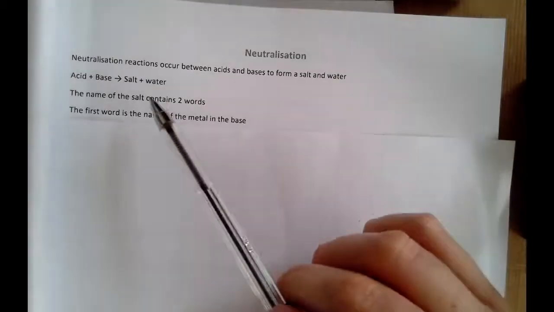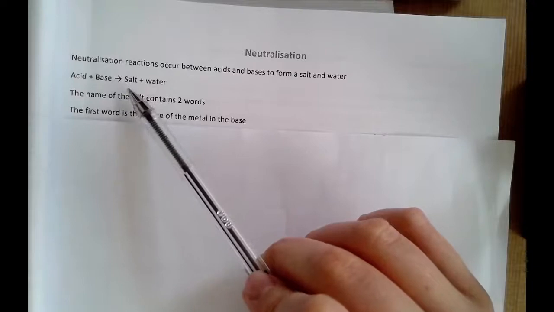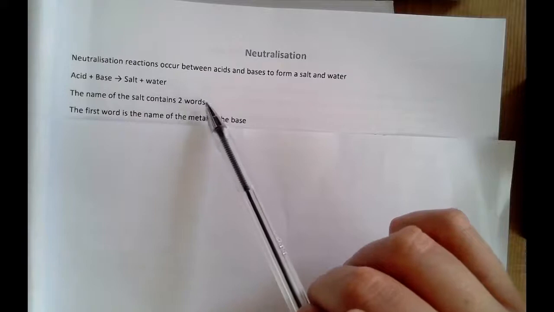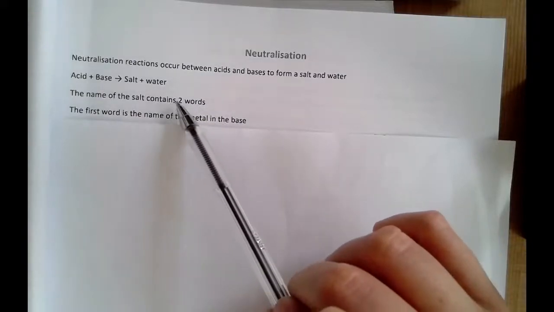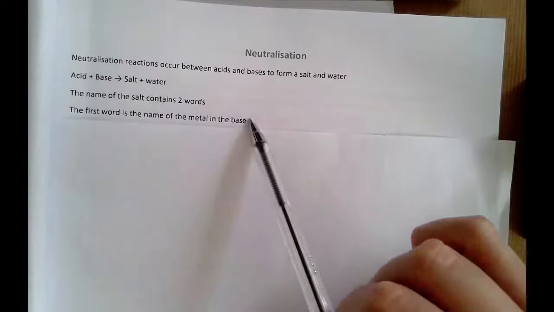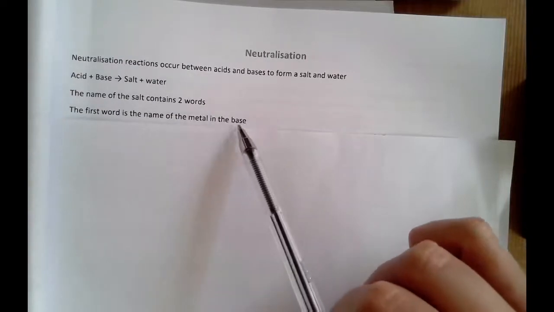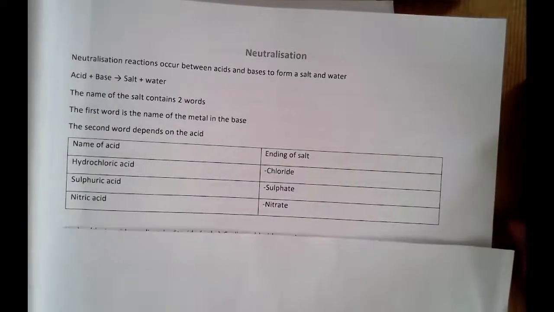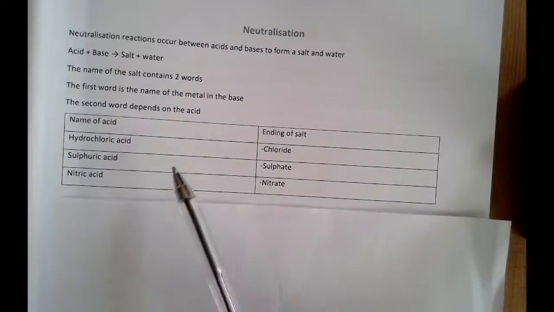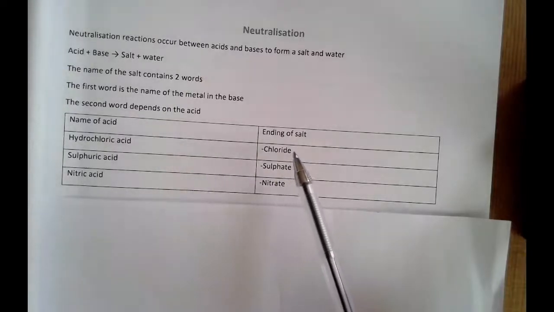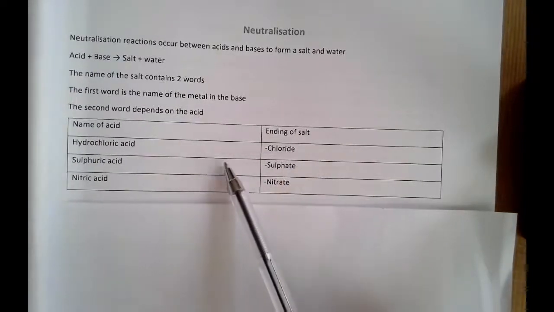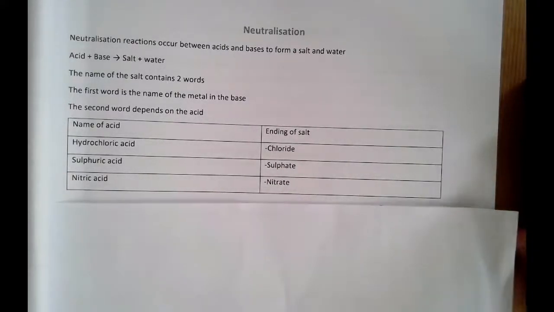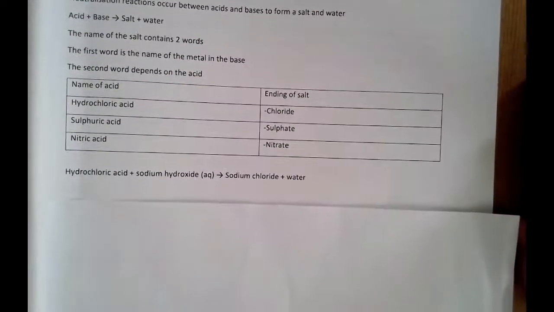When you're writing these equations, it's not enough to just write salt. You need to actually be able to name the salt, and the name of the salt contains two words. The first word in the name of your salt comes from the base, and it's going to be the metal from the base. The second word in the name of the salt will depend on your acid. If you use hydrochloric acid, then the second word of the salt is chloride. If you use sulfuric acid, the second word is sulfate. Nitric acid, the second word is nitrate. So again, the easiest way to do these is just to do some examples.